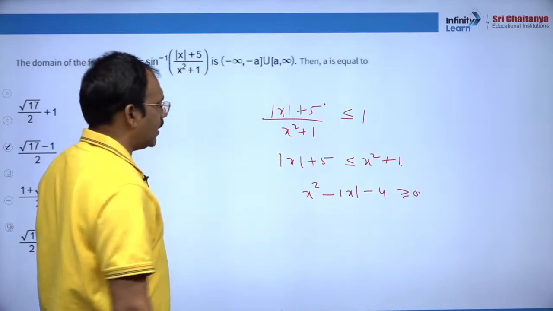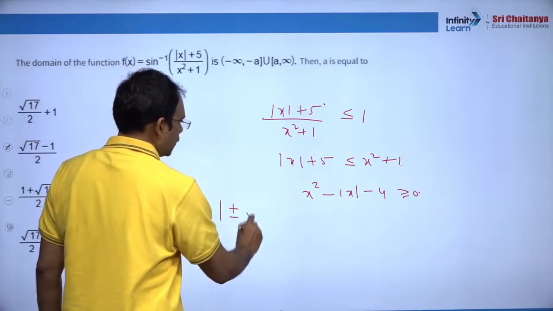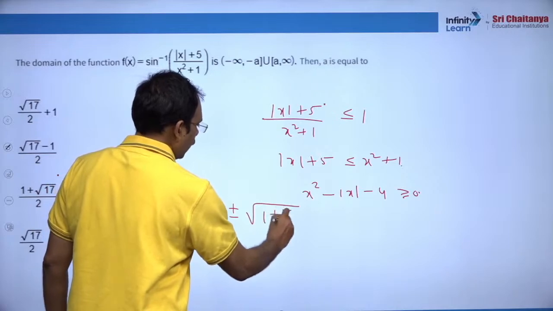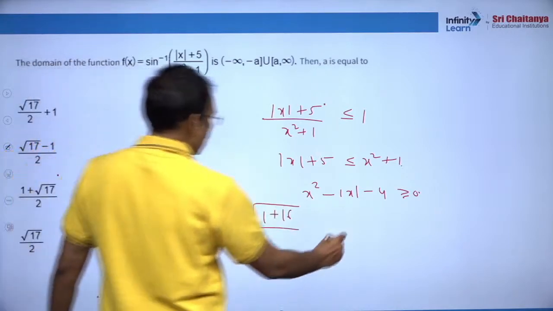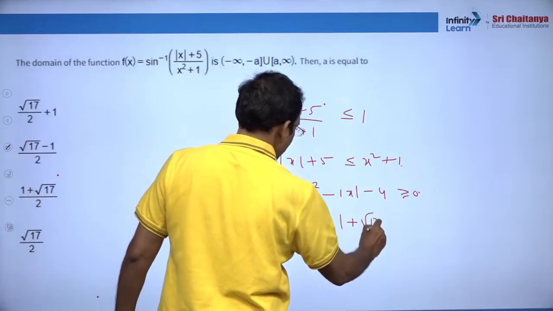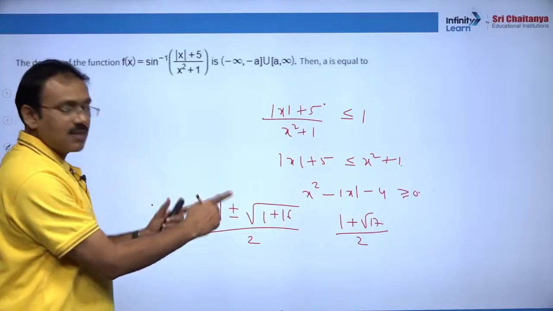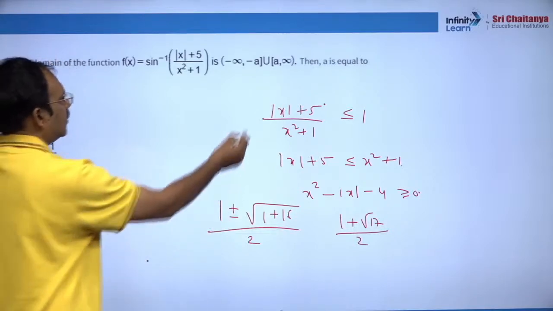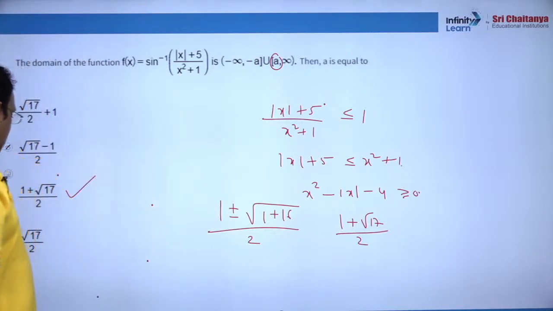So, the mod x value you try to find, my dear friends, is minus b plus or minus root of b square minus 4ac by 2a. Mod x cannot be negative, so you will get 1 plus root 17 by 2 as the value. So, minus infinity to this number union this number to infinity. The same he has mentioned, a is going to be, I can say, 1 plus root 17 by 2, dear friends.